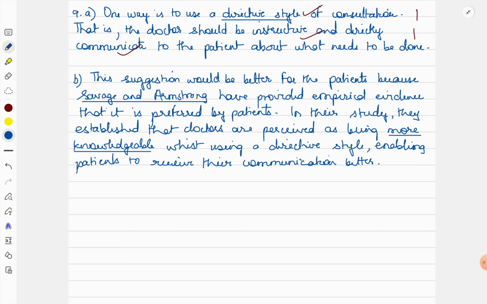So no doubt we have to know all the findings properly in our mind, and we have to bring about what the result was given the findings of the study, but we have to make it very exact to the question. Right now the recommendation I have given is that a directive style should be used. So my focus should totally be on that, because for 2 marks I'll be able to only justify properly why directive style is preferred by patients.